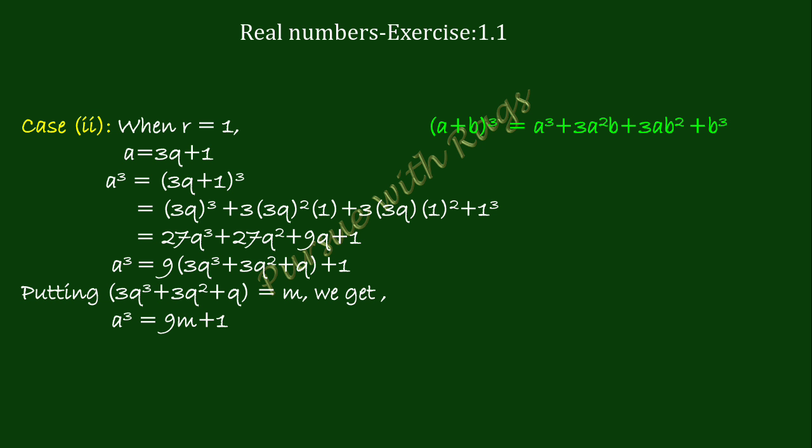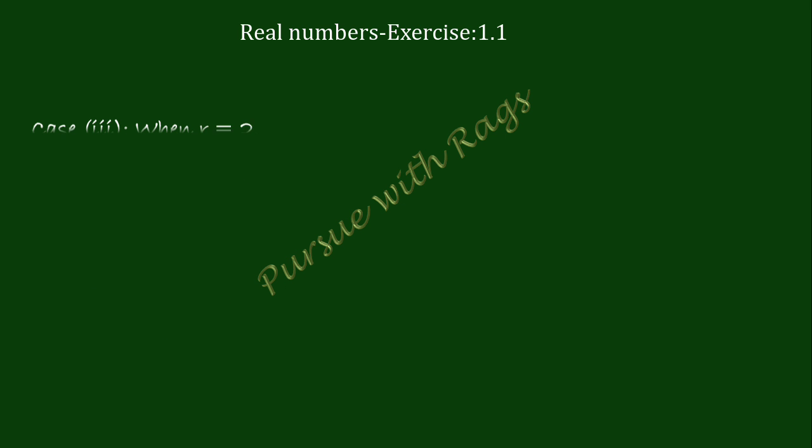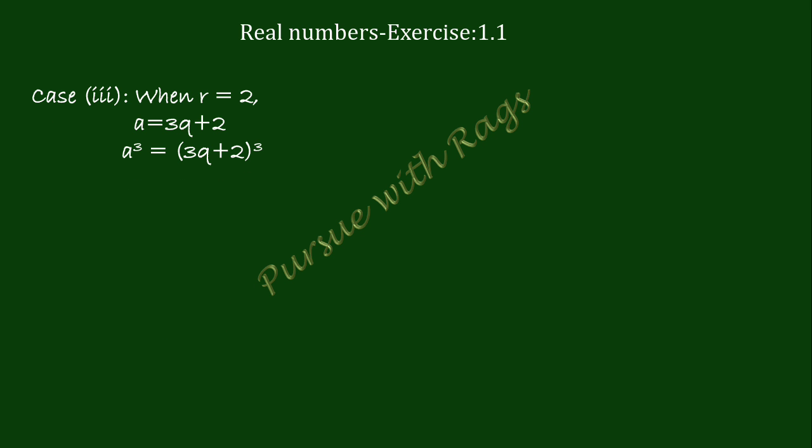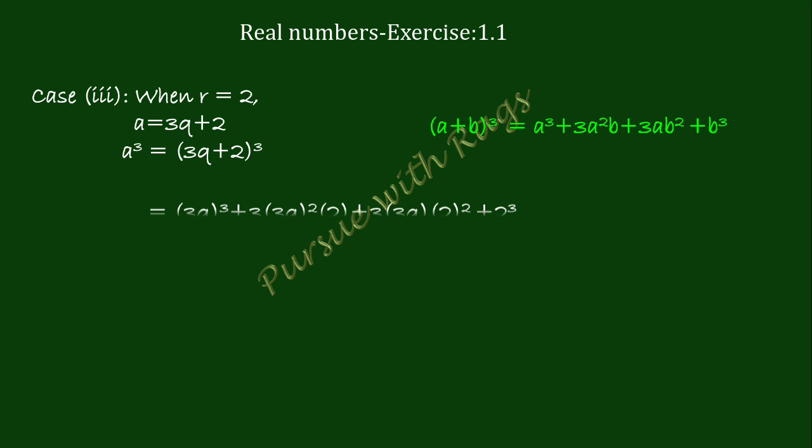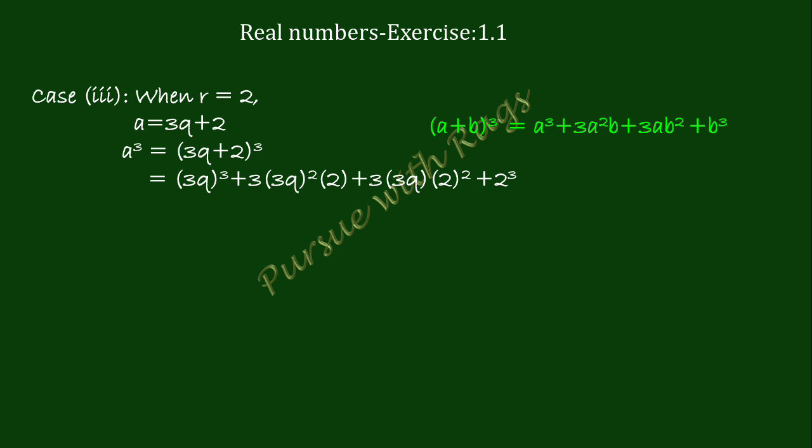And case 3, when r is equal to 2, a is equal to 3q plus 2. So here also on cubing both the sides, we will get a cube is equal to 3q plus 2 the whole cube. On substituting this in the a plus b the whole cube formula, we will get 3q the whole cube plus 3 into 3q square into 2 plus 3 into 3q into 2 square plus 2 cube, which will be equal to 27q cube plus 54q square plus 36q plus 8.